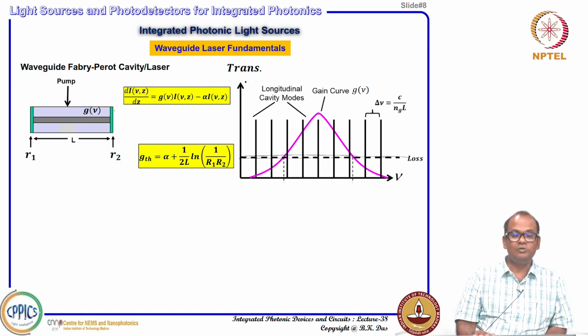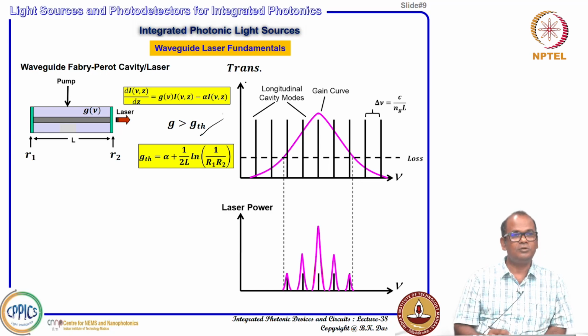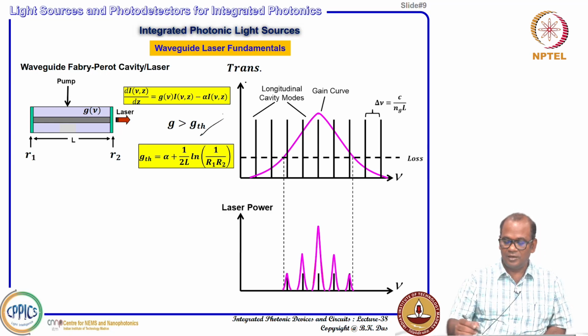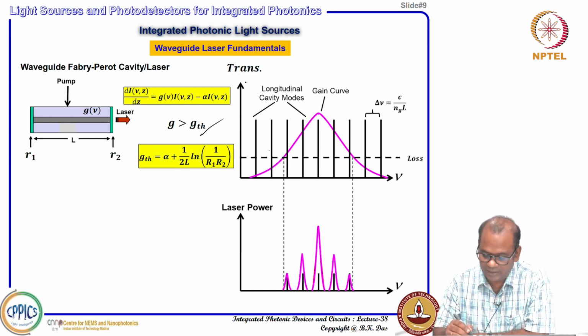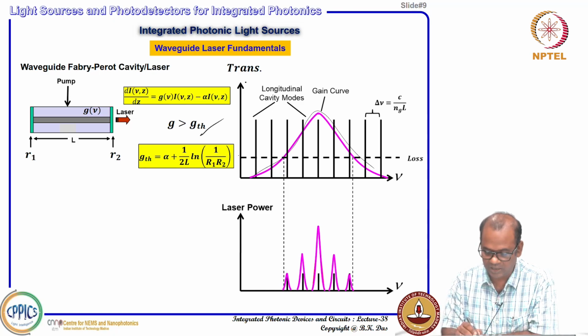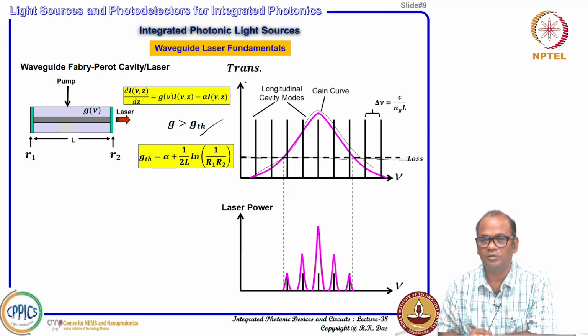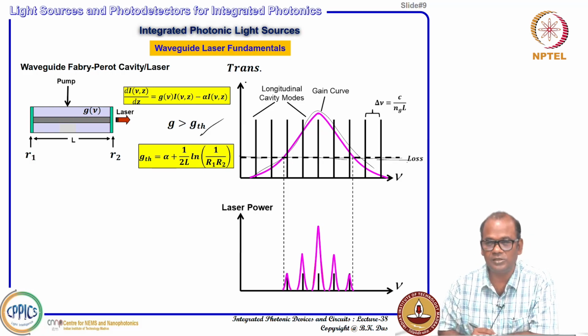So, you do not see anything output here, but when this G is greater than G threshold, as I mentioned, for example, if your gain curve is like this and your loss curve is here, the dashed line is your loss level. We are considering loss to be frequency independent, but gain is frequency dependent.